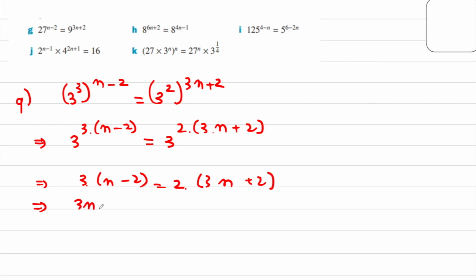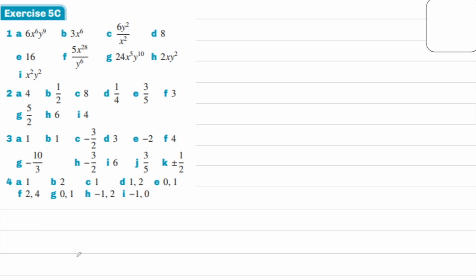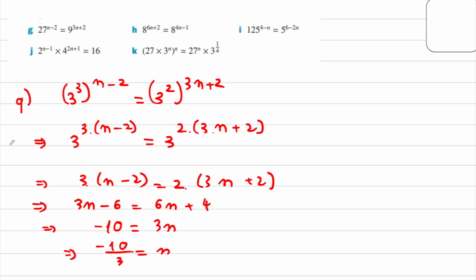Expand this: 3n minus 6 equal to 6n plus 4. So move plus 4 from right to left. You get minus 10, and here you get 3n, so negative 10 over 3 will be the answer for question G. About question G, is that right? Okay, I think so. Correct answer.